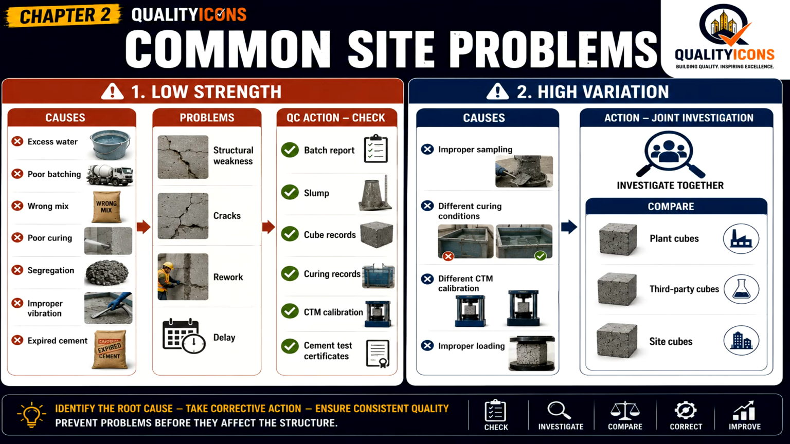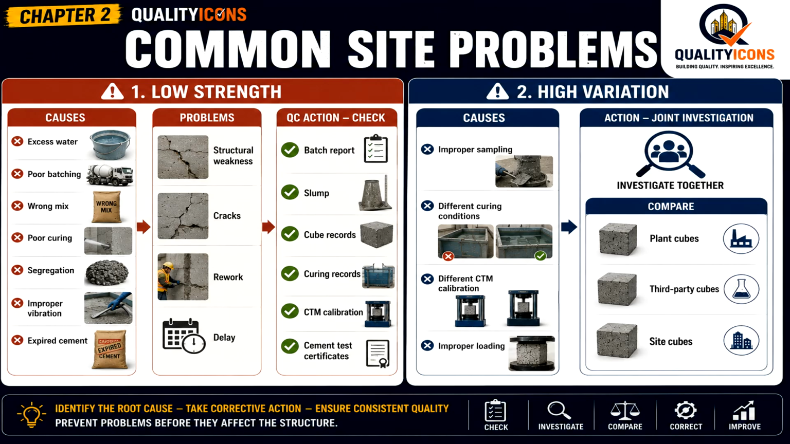Whenever abnormal results occur, conduct a joint investigation and compare plant cubes, site cubes, and third-party laboratory results. This is very important. Joint inspection results are compared to the third-party laboratory results, whenever, as per your convenience.